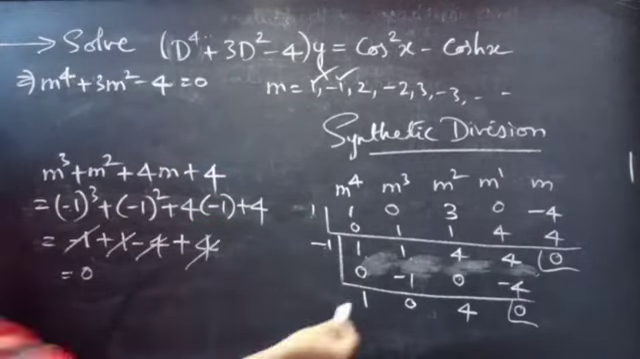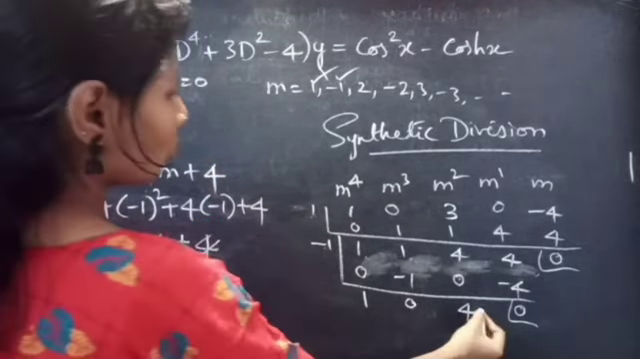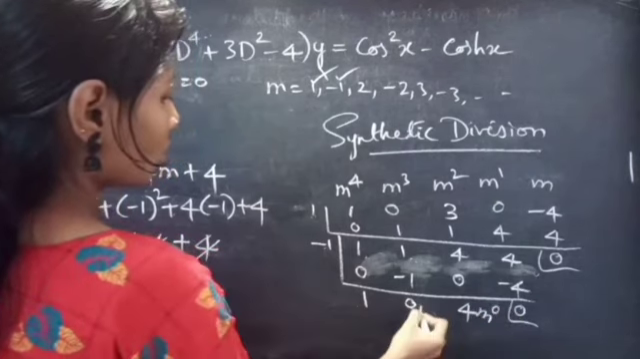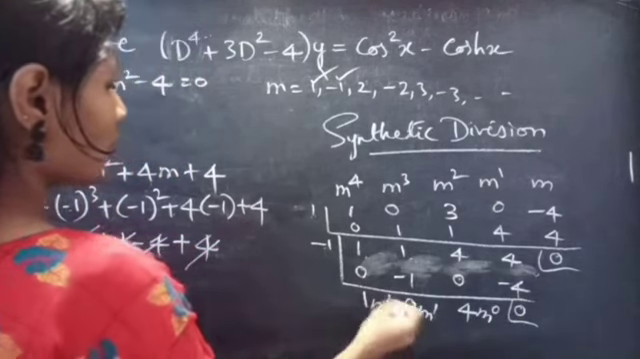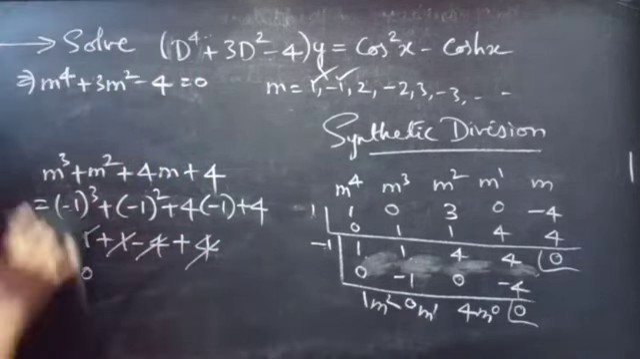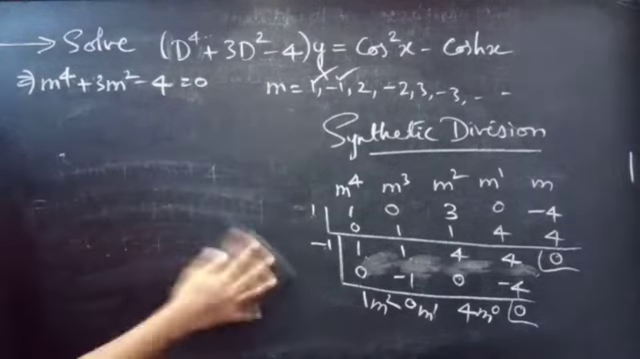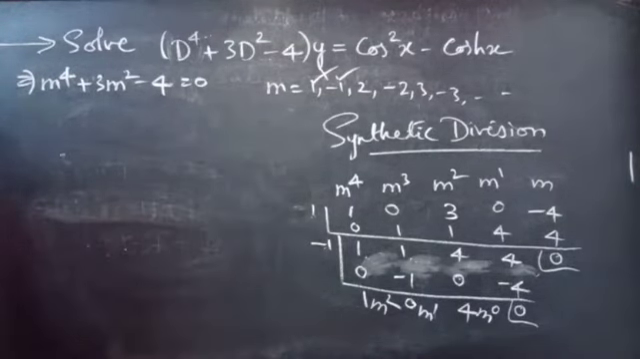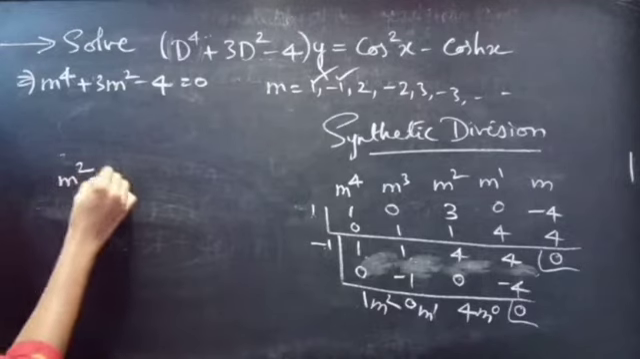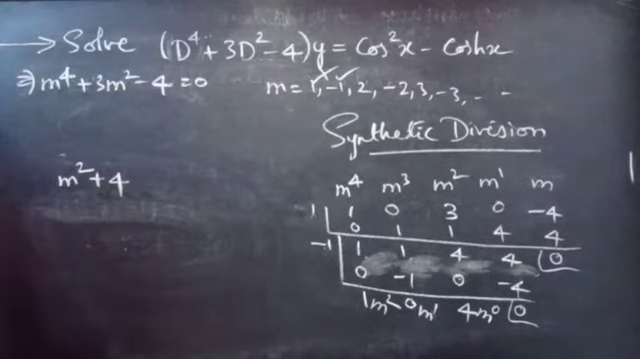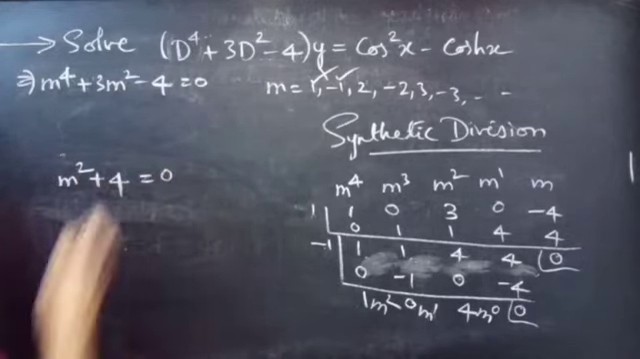From these three numbers, we'll get another polynomial, right? m^0, m^1, m^2. So we'll get m^2 + 4 = 0.